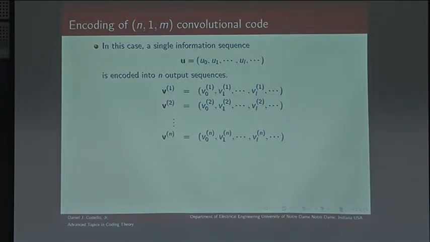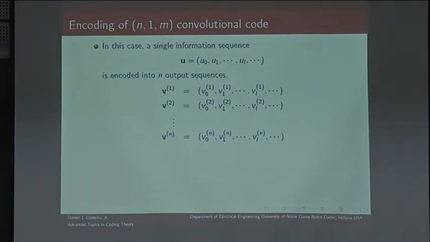So these codes often find application in streaming problems where you're streaming data and you're not necessarily having things in blocks of a certain length, but just long streams of data. So they're kind of naturally useful for that type of application. So we have, in this case, a single information sequence, and probably most of the convolutional codes used in practice are of this type with k equals 1. All the wireless standards use k equals 1 convolutional codes.